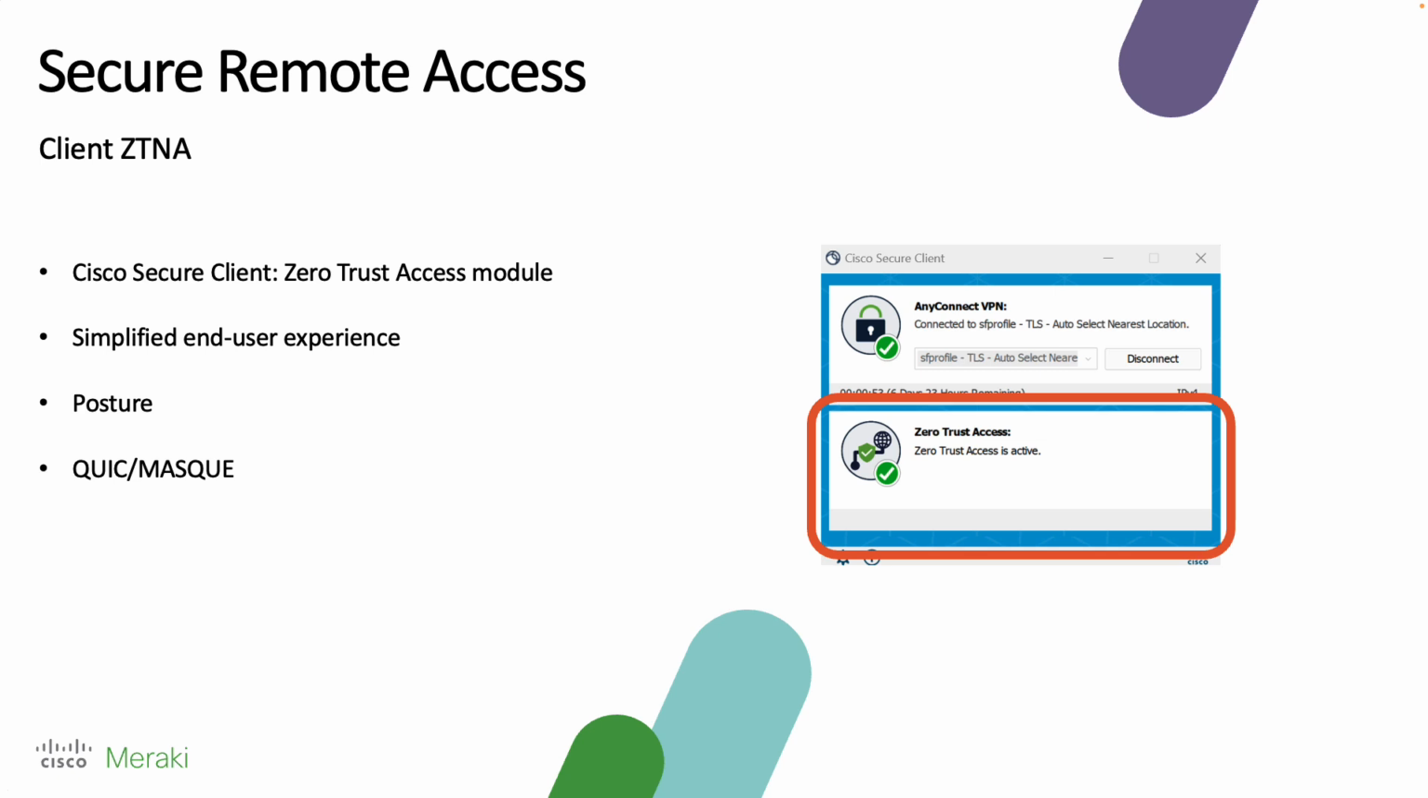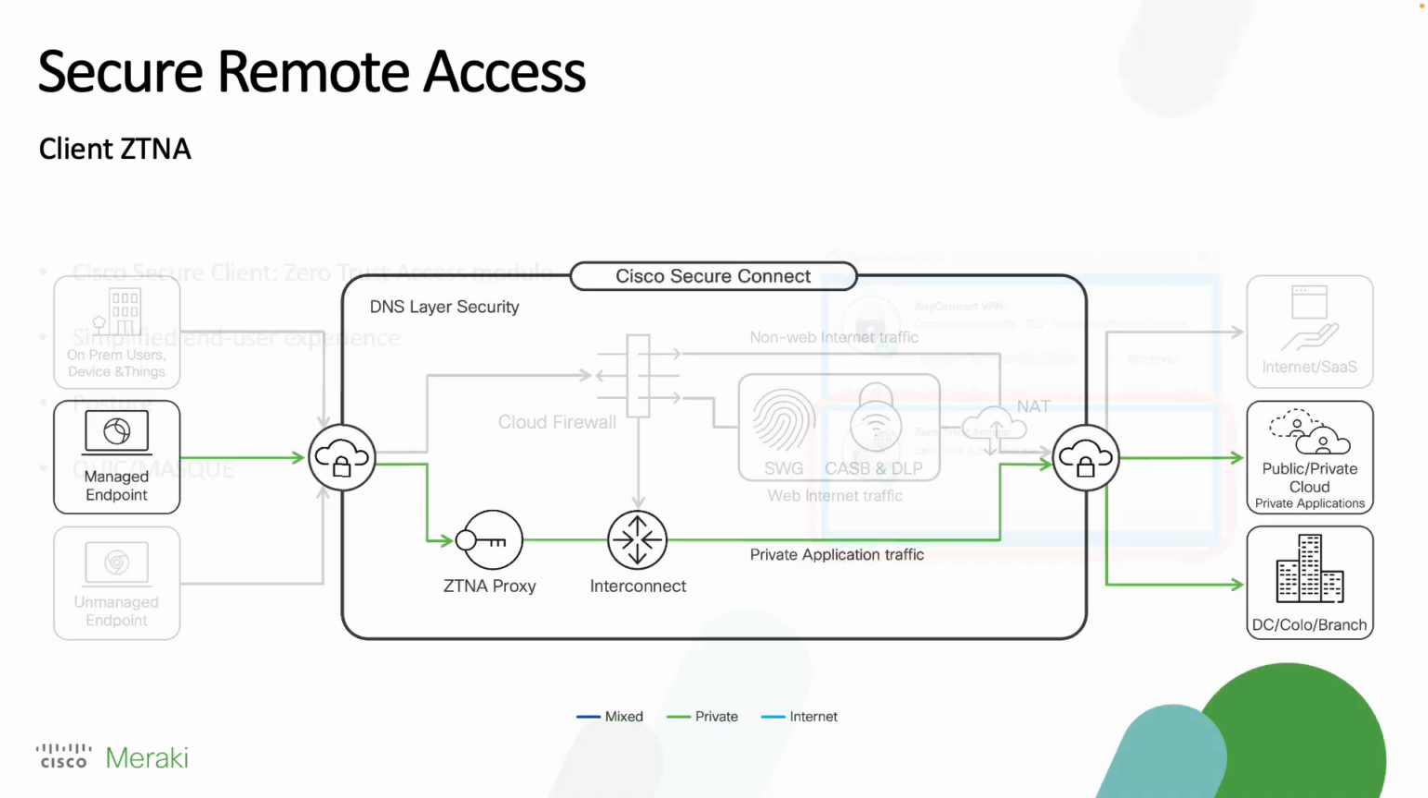For the client ZTNA service, we're going to be using the Zero Trust Access module. We're able to provide users with a seamless experience to your internal applications wherever they're working by utilizing the QUIC and MASQUE protocols for better security and performance. When users attempt to reach out to a private application, the Zero Trust Access module opens a QUIC stream to get traffic to the ZTNA MASQUE proxy. If permitted access, that traffic is then forwarded through the cloud service and then down to wherever that application lives.